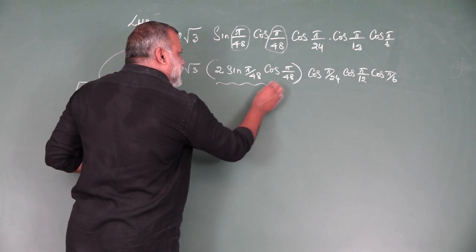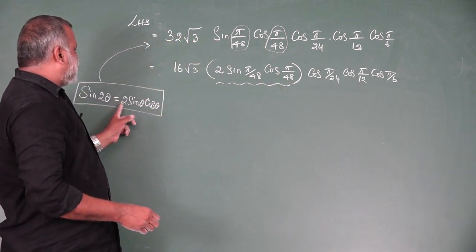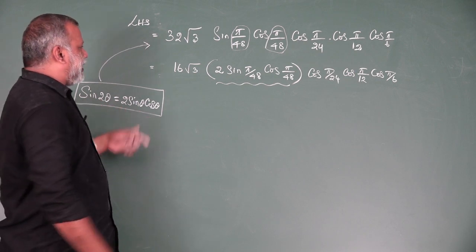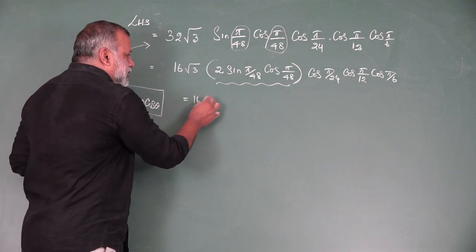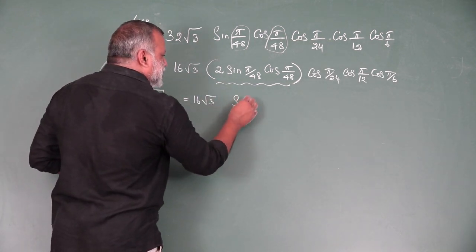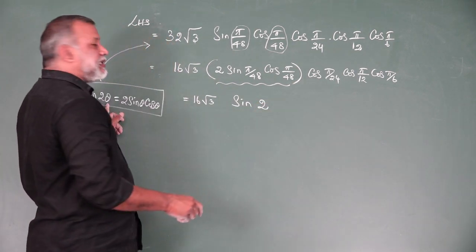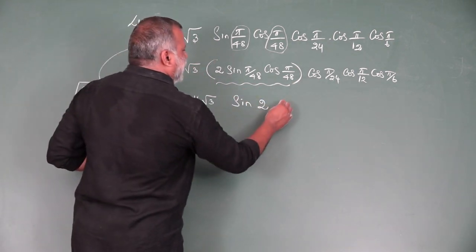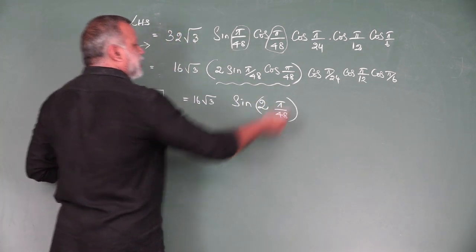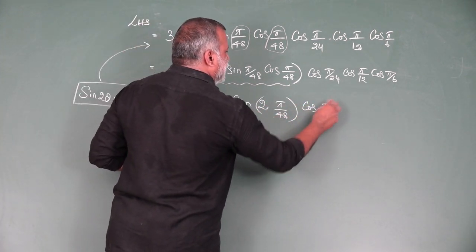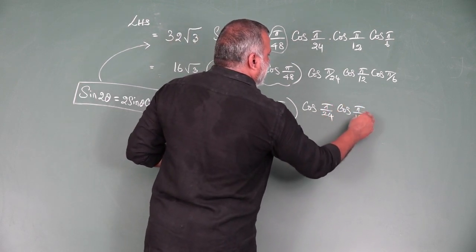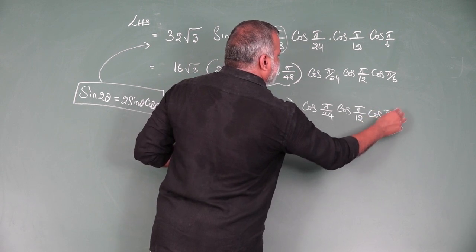Now it is related to this one. 2 sin theta cos theta can be simplified as sin 2 theta. This is simplified like this. Therefore I can write 16 root 3 as the same one. This can be simplified as sin 2 times theta. Instead of theta, pi by 48. See the remaining: cos pi by 24, again cos pi by 12, again cos pi by 6.